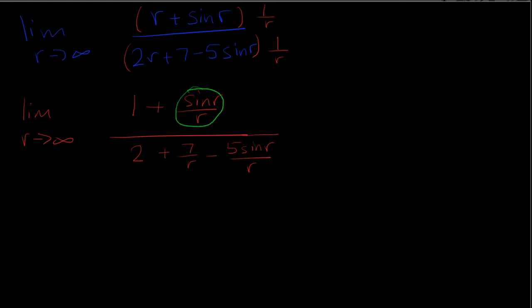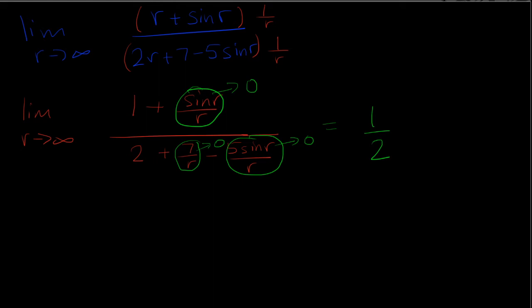Sine r over r, we said that goes to 0. Same thing with this, 5 sine r over r also goes to 0. 7 over r, that's 7 over a really, really big number. That also goes to 0. So all I'm left with is 1/2. So my limit is 1/2.